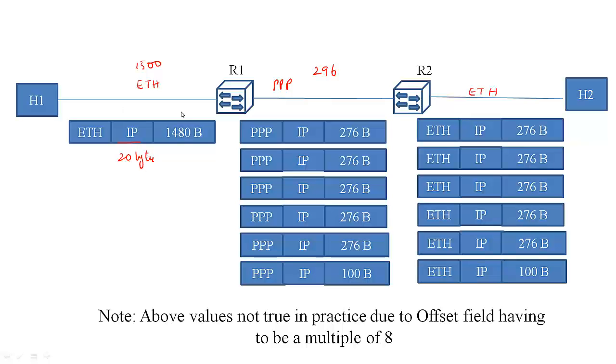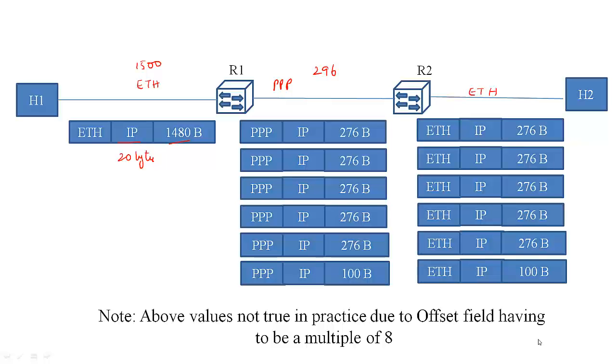Now similarly, for PPP I am using 296, again accounting for the fact that there is 20 bytes of IP header. It's going to be 276 bytes of the data that is going to be divided in this particular fashion. So 1480 gets divided in this particular fashion. And again, as you notice, I'm not reassembling the packet at R2. Whatever you obtain, you are just going to send it in this particular fashion all the way till H2, and H2 is then going to reassemble this particular packet. By the way, these values are not true in practice. Why? We will see shortly.